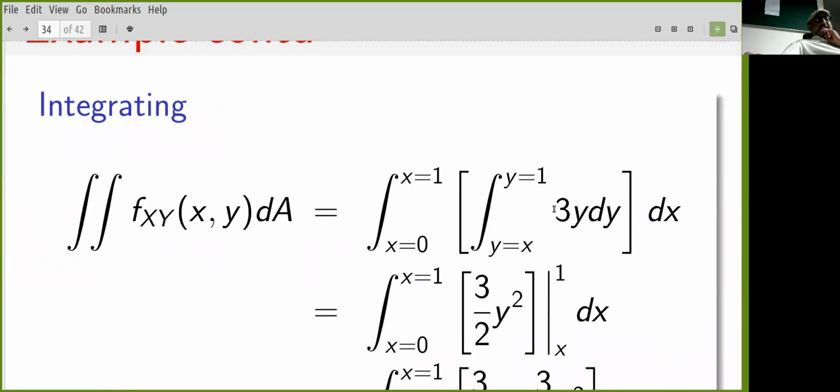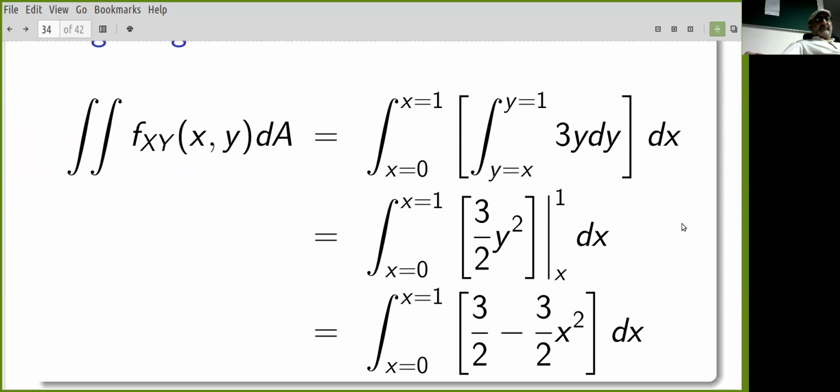Okay, so that's the integral from y equals x to y equals 1 of 3y dy. So you do the inner integral first. Let's take the integral with respect to y. And then you would integrate x equals 0 to 1. This result in the square brackets, you have to integrate from x equals 0 to 1 of dx.